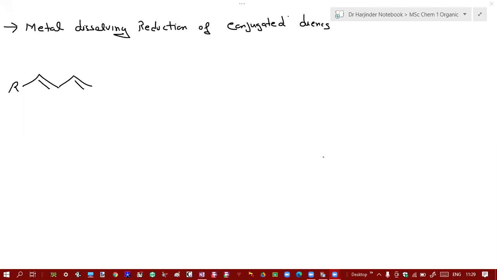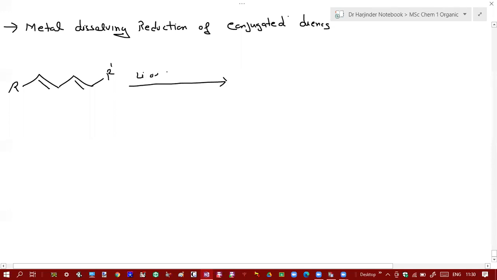Yes, sir. Okay, so we have to discuss this metal dissolving reduction of conjugated dienes. Conjugated dienes means two double bonds at conjugated position. Suppose this is your conjugated diene. Again, we have to carry its reduction with metals, suppose lithium or sodium, in some solvent, say ether, and in presence of a proton source, say ethanol.